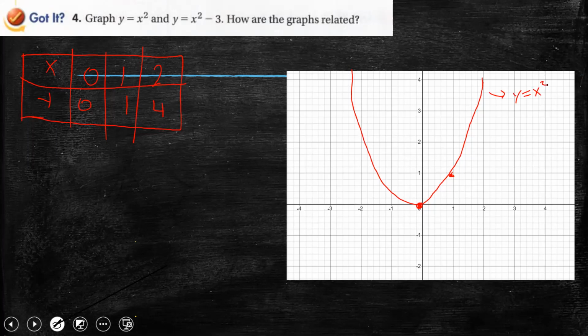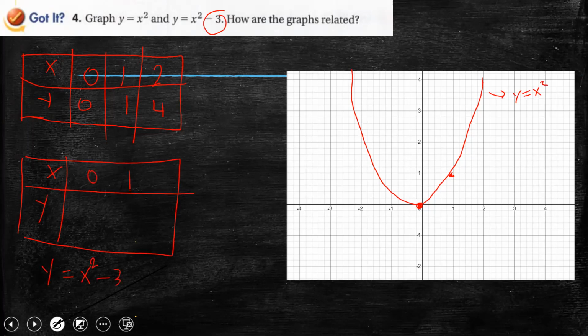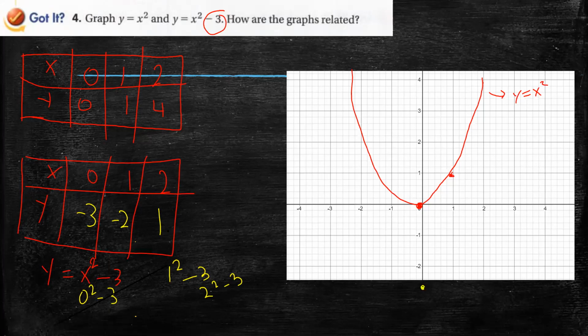Now, y equal x squared, but minus 3. What does it mean? I'll shift it down 3 units. Let's see how it will be on the table, x and y. y is x squared minus 3. 0 squared minus 3 is negative 3. 1 squared minus 3, 1 minus 3 is negative 2. 2 squared minus 3, 4 minus 3 is 1. Then 0, negative 3 has to be here. Then 1, negative 2. Then 2, 1.